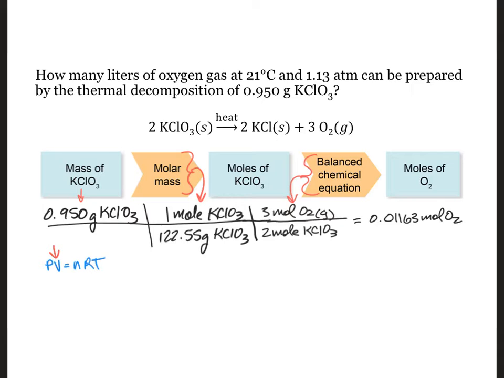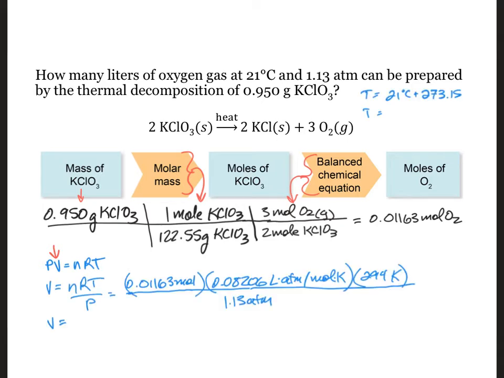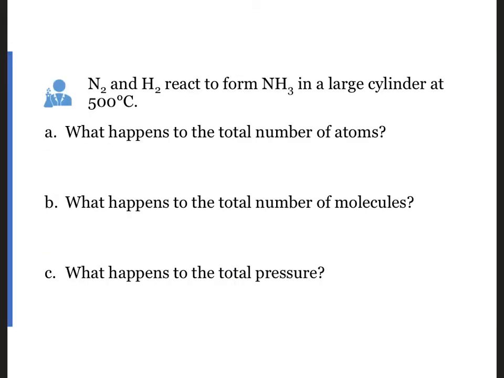Rearranging, we get V equals nRT over P. Dropping in values, we get V equals 0.01163 moles times the ideal gas law constant times 294 Kelvin divided by 1.13 atmospheres to get 0.248 liters of oxygen to three significant figures.